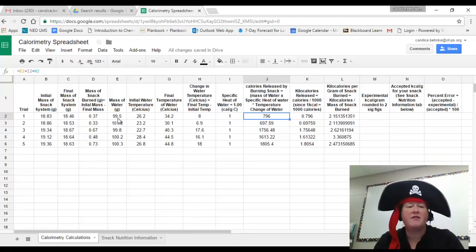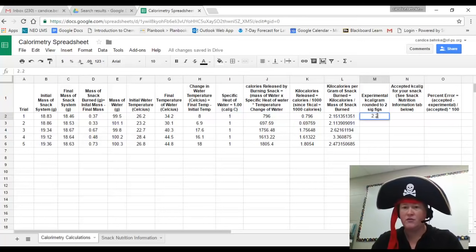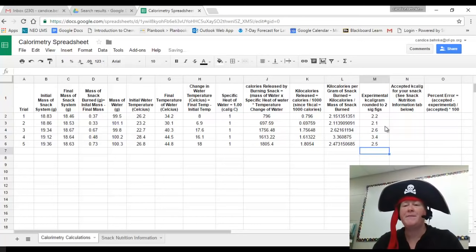And most masses here have either 3 or 4 sig figs. So the change in temperature most of the time is 2 sig figs, so we're just going to round this to 2 sig figs. So this rounds to 2.2, 2.1, 2.6, 3.4, and 2.5. All right.